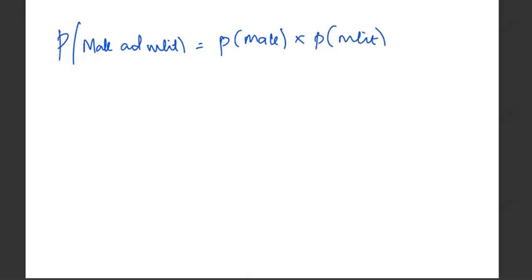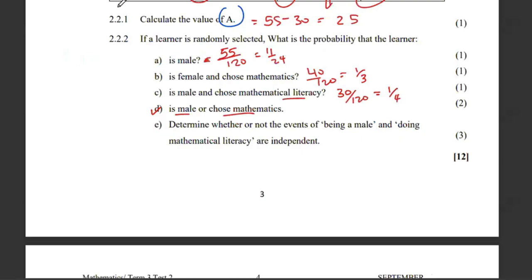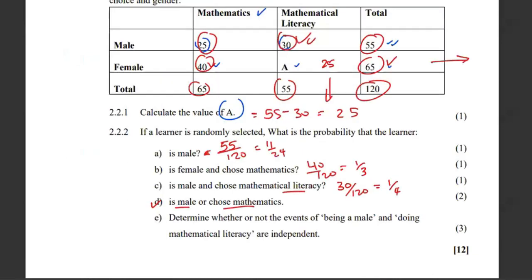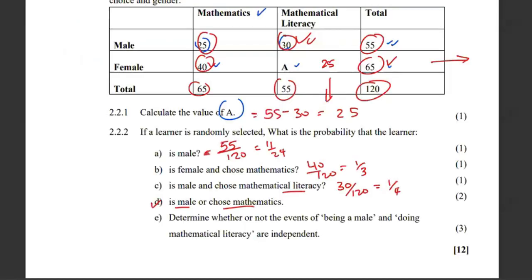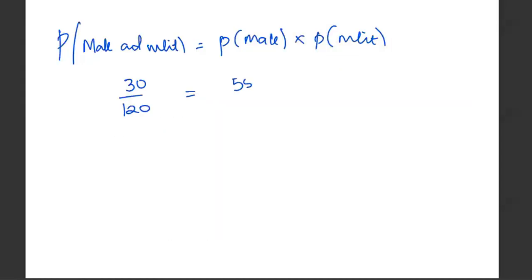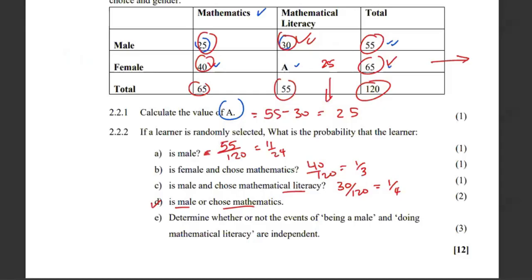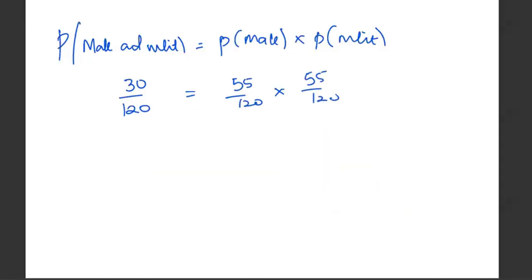So how many males are doing maths lit? We have 30 of them. So meaning that we're going to have 30 over 120. How many males do we have? We said it's 55 regardless. So 55 over 120. How many are doing maths lit? It's also 55. Okay, so 55 over 120. So this becomes 1 over 4 is equal to 55 over 120 times 55 over 120, which gives me 121 over 576.